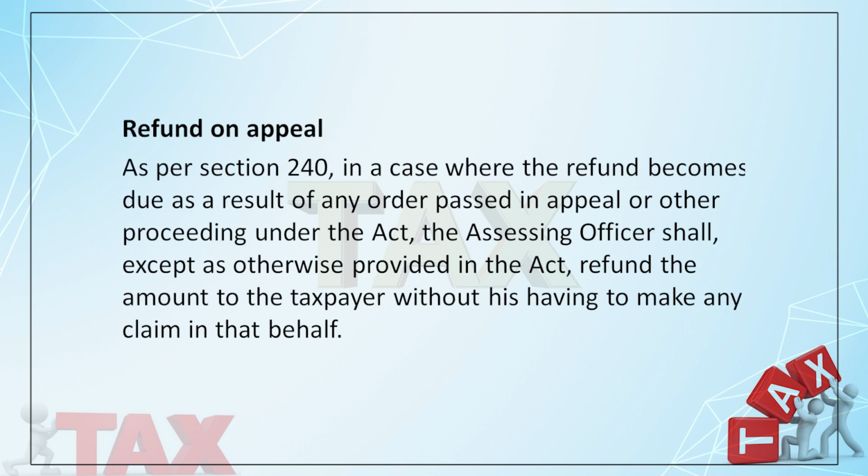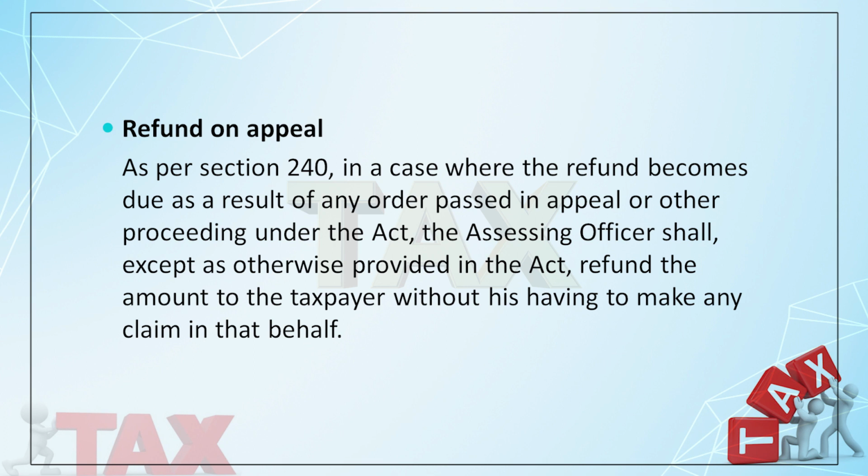If the refund is allowable or eligible in respect of an appeal, it is very much possible that the refund becomes due as a result of any order passed by any appellate authority, say the Commissioner (Appeals) or a tribunal or any other proceedings under the Act. The assessing officer shall, except as otherwise provided in the Act, refund the amount to the taxpayer without his having to make any claim in that behalf.